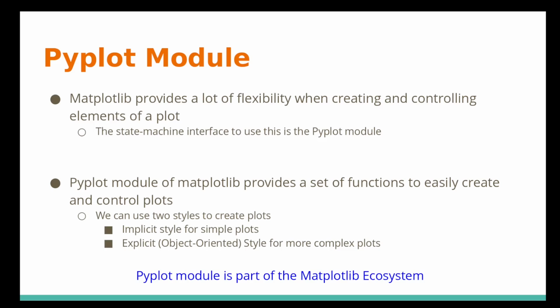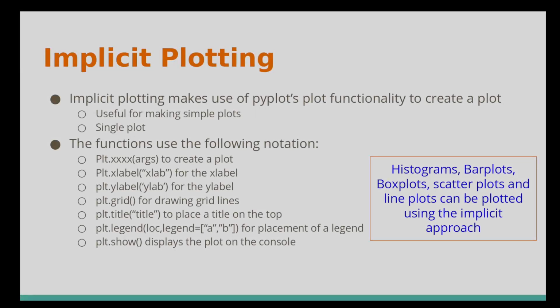On the other hand, the explicit or the object-oriented approach is more suitable for plots where you want finer control on the various elements that go into that chart. Let me start off with implicit plotting. Implicit plotting is useful for making simple plots, and especially if you're just making a single plot, this is really the de facto method to go to.